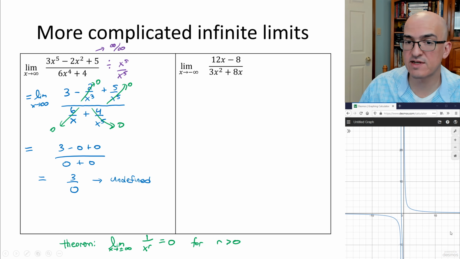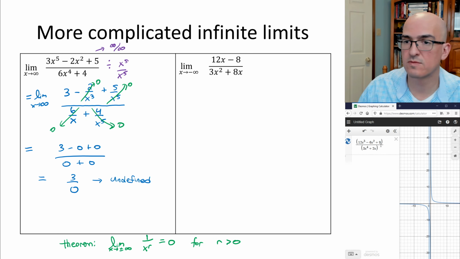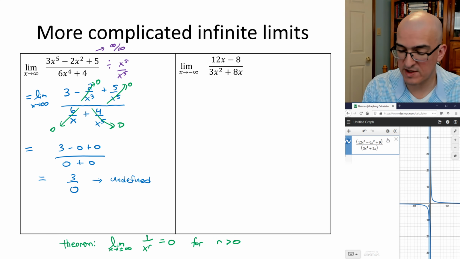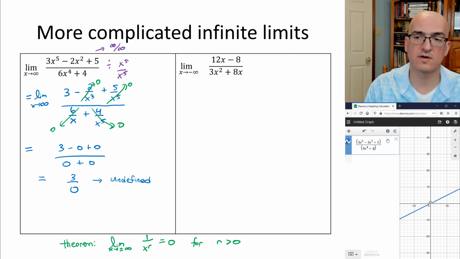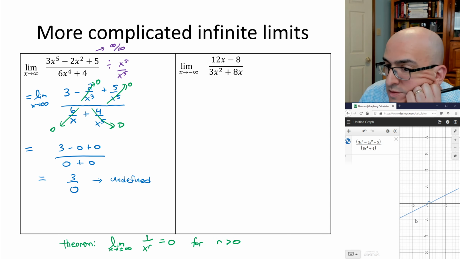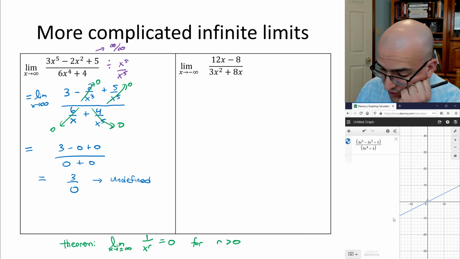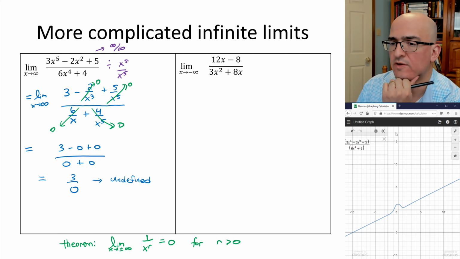So let's see what that looks like in Desmos. So that's 3x to the 5 minus 2x squared plus 5, and then 6x to the 4 plus 5. There we go. Okay. So this is a weird looking graph.